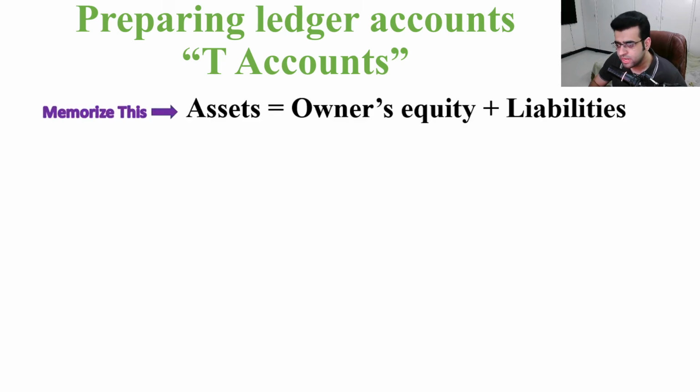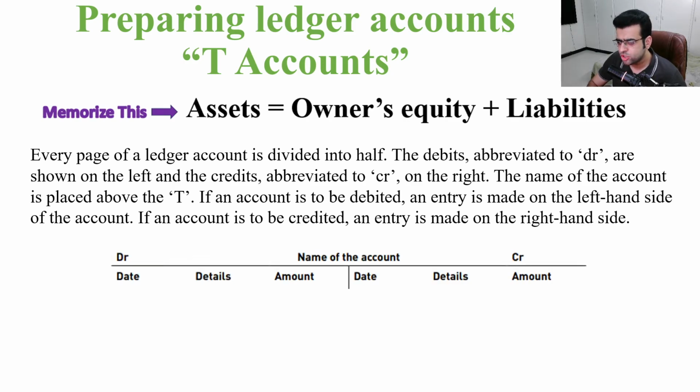We have to memorize the accounting equation, that is assets is equal to owner's equity plus liabilities. Every page of a ledger account is divided into half as we already discussed. The left hand side is the debit side and the right hand side is the credit side. The debit side can be abbreviated as DR and the credit side can be abbreviated as CR. The name of the account is placed in the center on the top of the account.